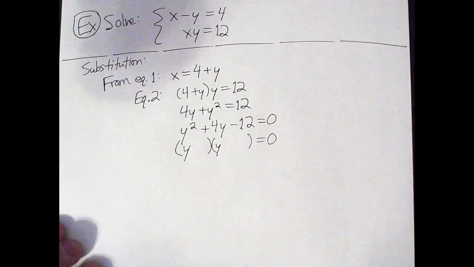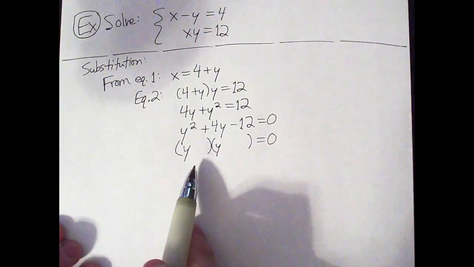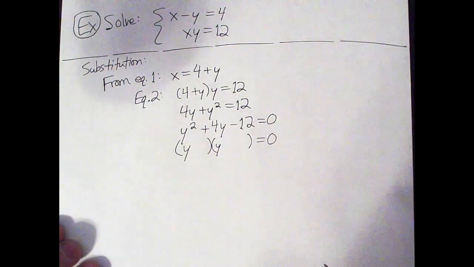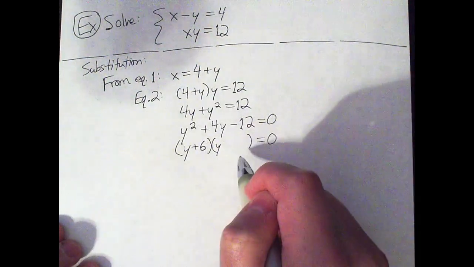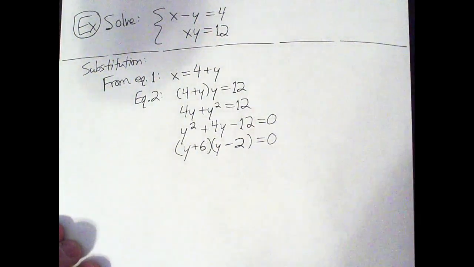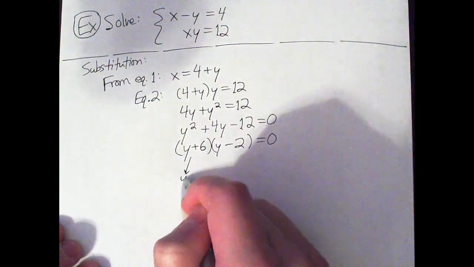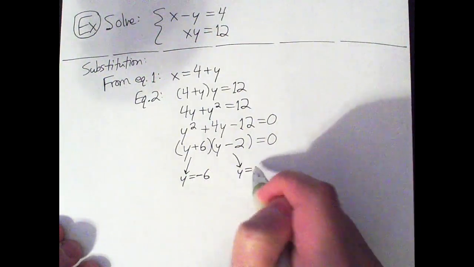So does this factor nicely? If it factors with whole numbers, then that's great. If it doesn't factor nicely, we could try to resort to the quadratic formula if we have to. But yeah, this does factor to y plus 6, y minus 2. So this means that y is negative 6 or y is 2.